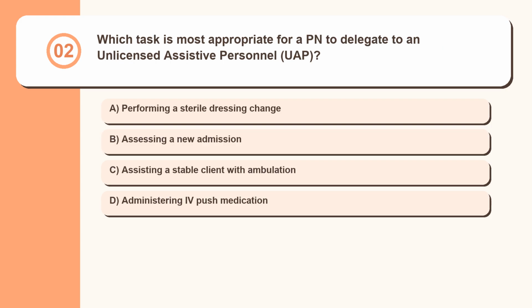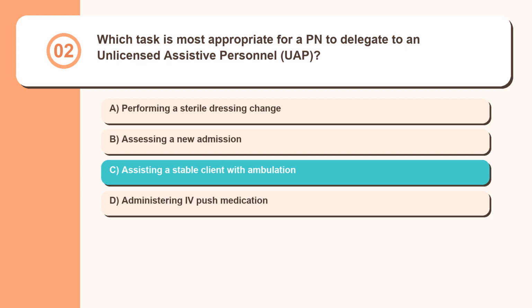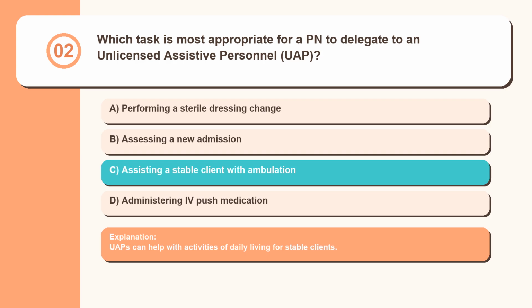Question 2. Which task is most appropriate for a PN to delegate to an unlicensed assistive personnel, UAP? Performing a sterile dressing change, assessing a new admission, assisting a stable client with ambulation, administering IV push medication. UAPs can help with activities of daily living for stable clients.